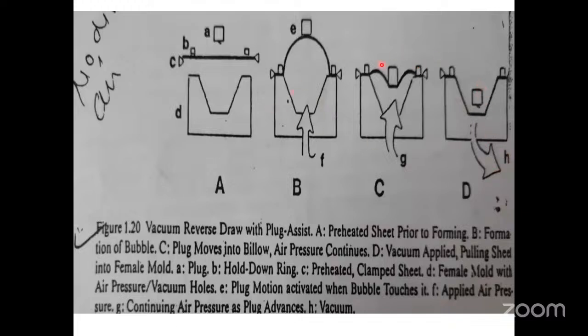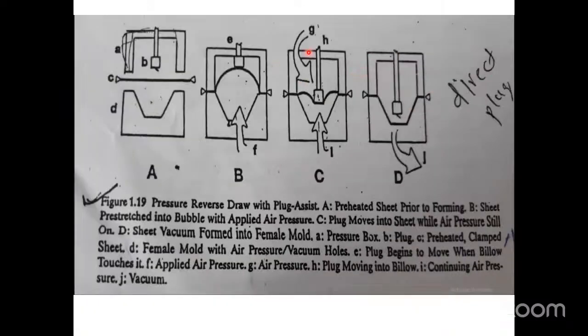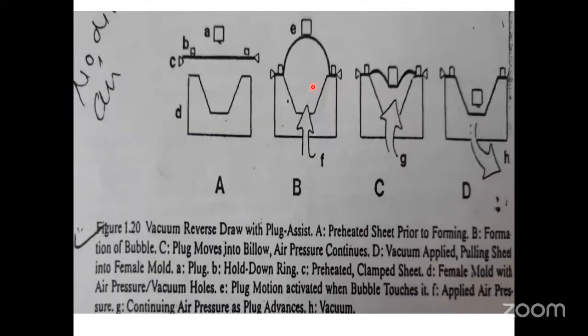And here, see, the atmospheric air pressure will play here. Atmospheric air pressure. See now, here in this case you are applying the pressure from the bottom, so the boat will have a different shape, no, sir? But here you are applying the air pressure; here you are not applying the air pressure. It is atmospheric pressure here, friend. This is the only difference between the vacuum reverse draw with the plug assist and the pressure reverse draw with the plug assist. These are also methods nowadays they are using in the market.